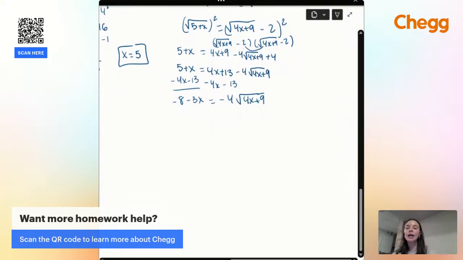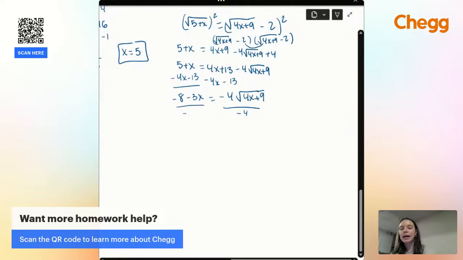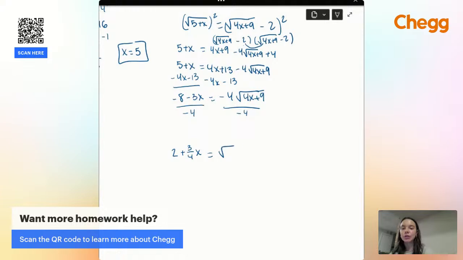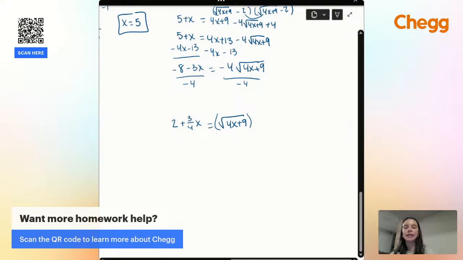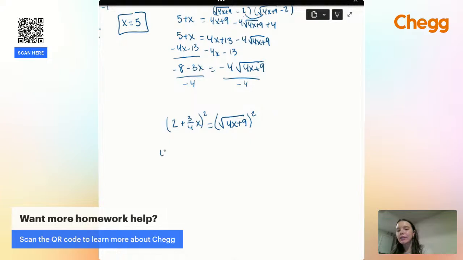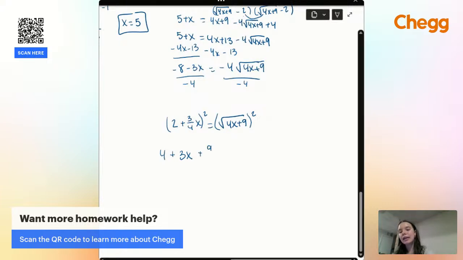Then we're going to divide by -4 on both sides. So we get 2 plus 3/4 x equals the square root of 4x plus 9. And then we're going to square it all again to get rid of that radical. So 2 times 2 is 4. 2 times 3/4 x is 6/4 x. And if we have 2 of those, it'd be 3x, and then 3/4 x times 3/4 x is 9/16 x squared, and we have that equal to 4x plus 9.